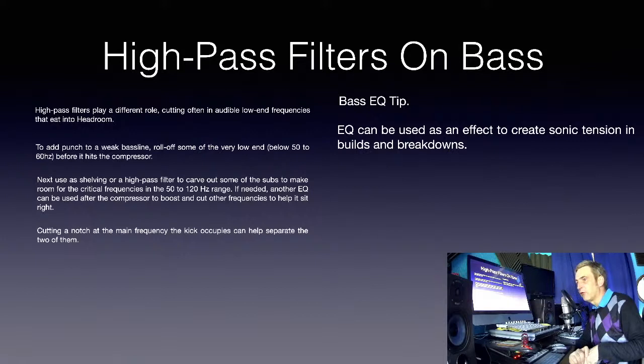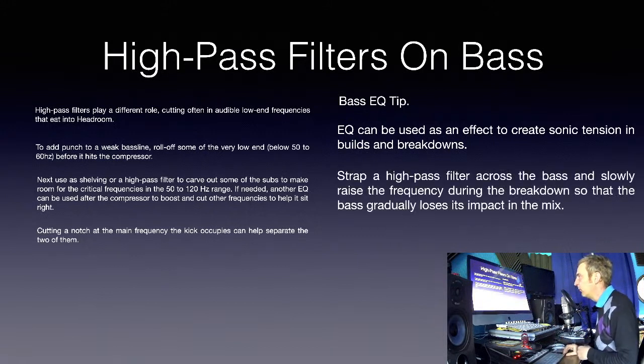Sometimes I use it on bass tracks, sometimes on individual tracks, or sometimes on my final mix, and it helps to cut out those bass frequencies and add a little bit of reverb and delay and then compression to that sound to bring it out into the mix. So as I say, you can either build your own chain. If you have an EQ, it helps to take away those low frequencies, so strap on a high pass filter across the bass and then slowly raise the frequency, automating it up during the breakdown so that the bass gradually loses its impact in the mix.